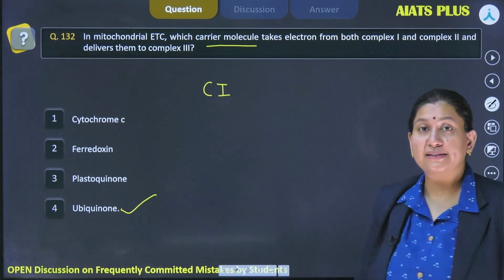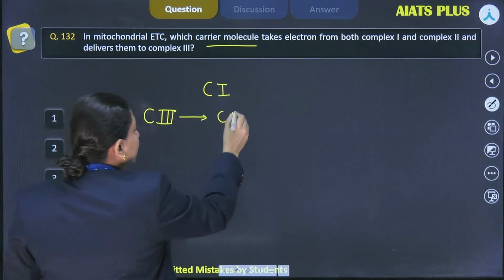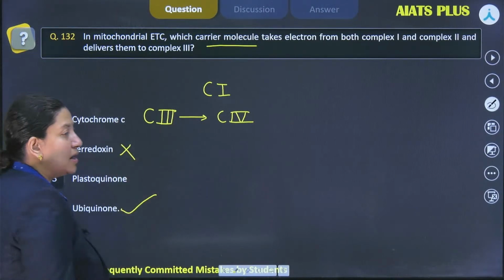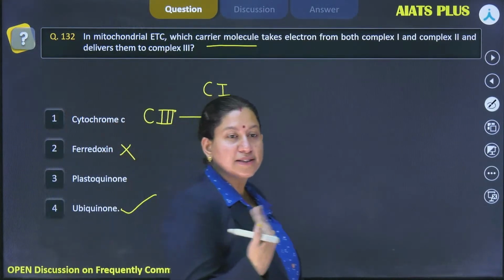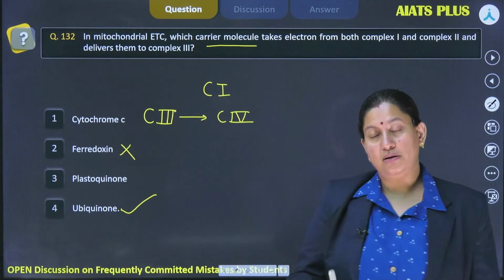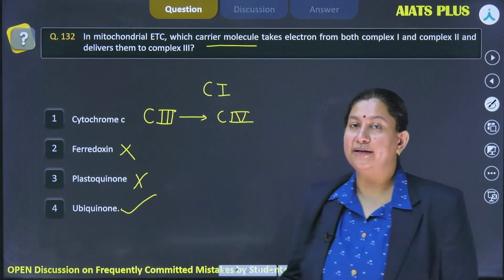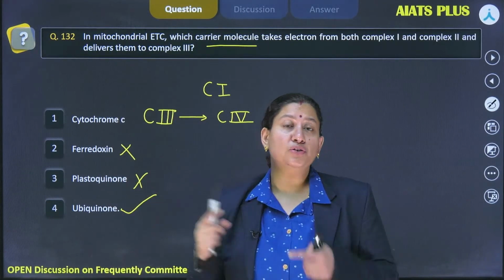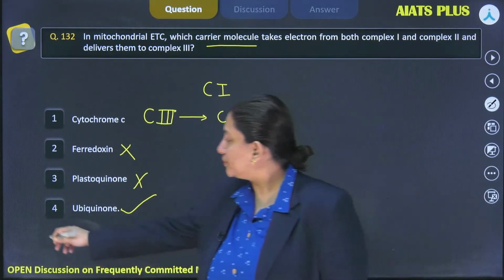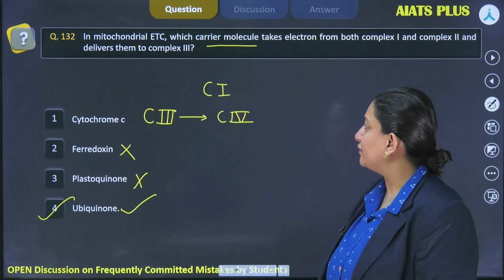When we talk about the first one, cytochrome C, this gives the electrons from complex 3 to complex 4, right? Then ferredoxin, again incorrect. Ferredoxin is used during non-cyclic photophosphorylation, which transfers the electron from the PS1 electron acceptor to FNR. Then plastoquinone again is a carrier used in non-cyclic photophosphorylation. So these are not involved here. That is why the correct answer for this particular question is option number 4, right? The others are used during the light reaction.